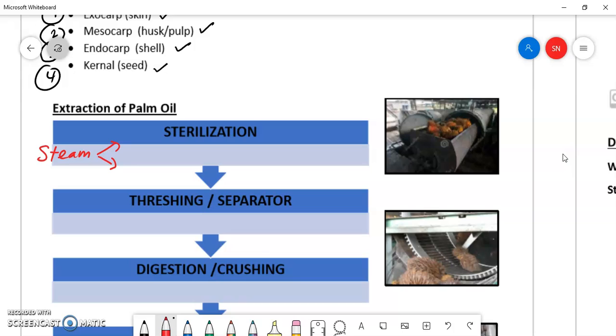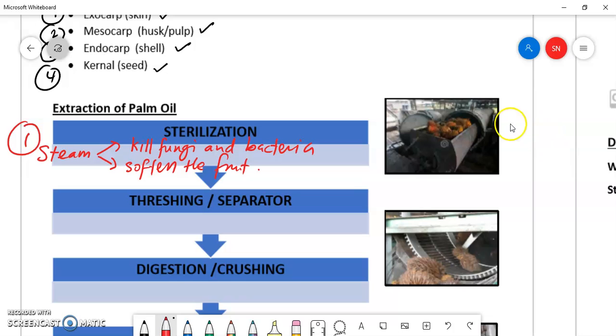Now steam has two functions here. One is that because steam is hot, it is used to kill fungi and bacteria in the fruit. And the second function of steam, of course, is to soften the fruit. So this is sterilization, our first step in the process of extraction of palm oil.